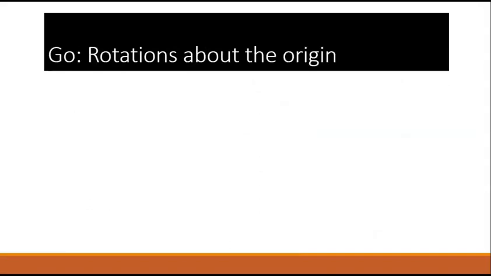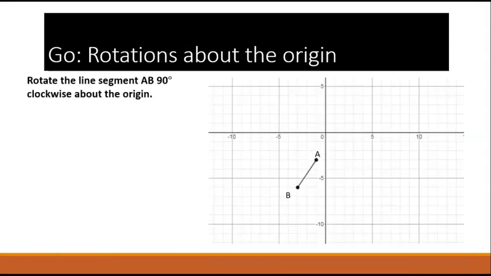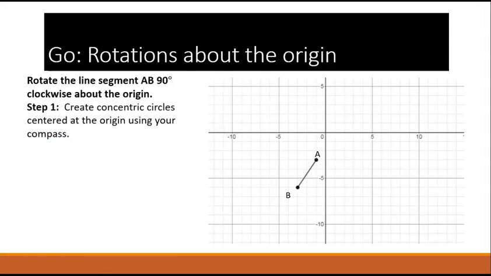In the Go section, I'm going to be rotating about the origin. So let's rotate the line segment AB 90 degrees clockwise about the origin. This time, instead of using the function rule, let's use concentric circles. So let's create concentric circles where the center is the origin.